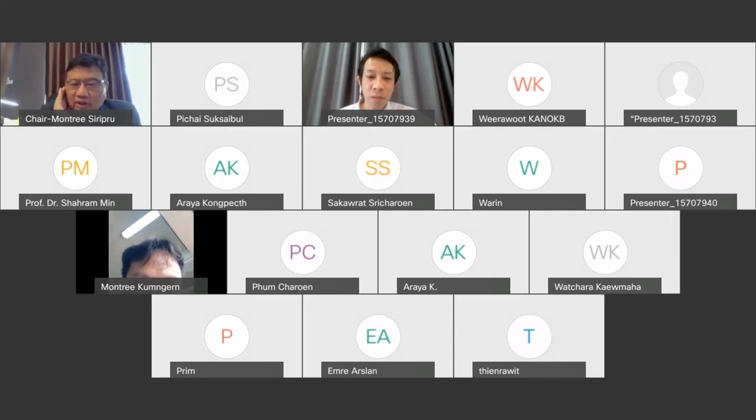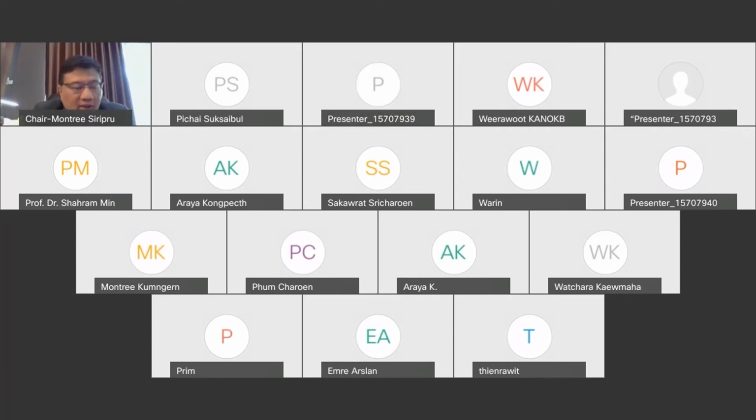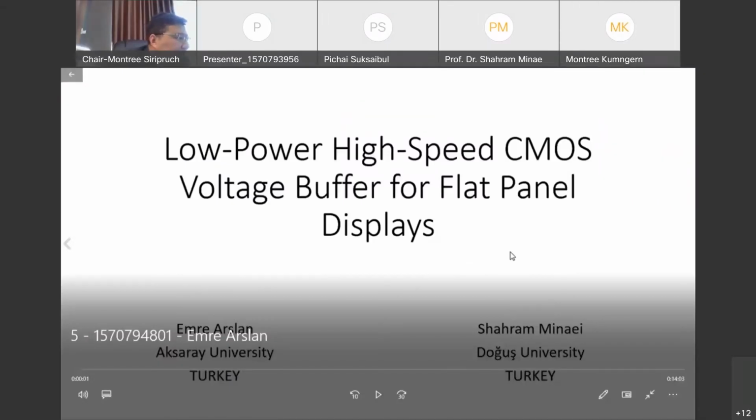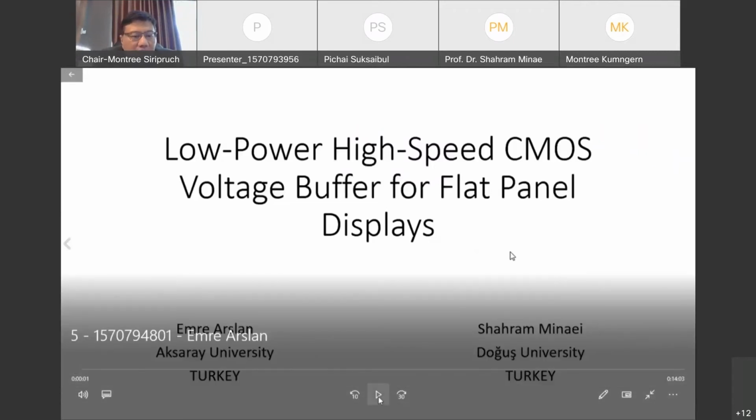Any more question? Any more question from the audience? Any more question? Okay, thank you, Mr. Chirawat, for your presentation. Now we are moving to the last paper. The last paper, titled low power, high speed CMOS buffer amplifier for flat panel display. This paper comes from Turkey and will be presented by Emre. I'm not sure. Okay. Please start playback of the video.